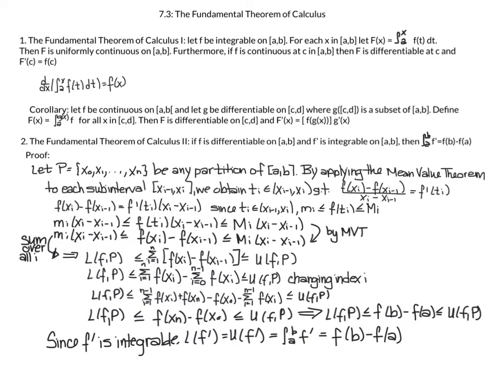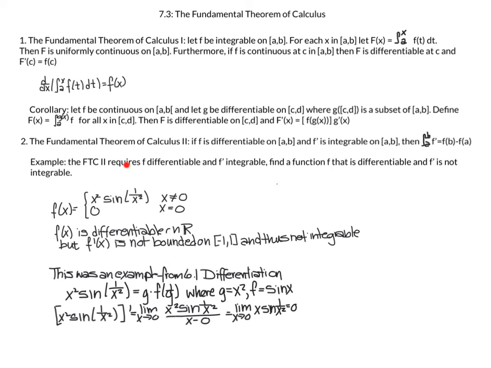So my lower limit then bounds f of b minus f of a over my upper sum. And now, because f prime is integrable, my lower and my upper sum must be equal, which means that this integral from a to b of f prime must be equal to f of b minus f of a.